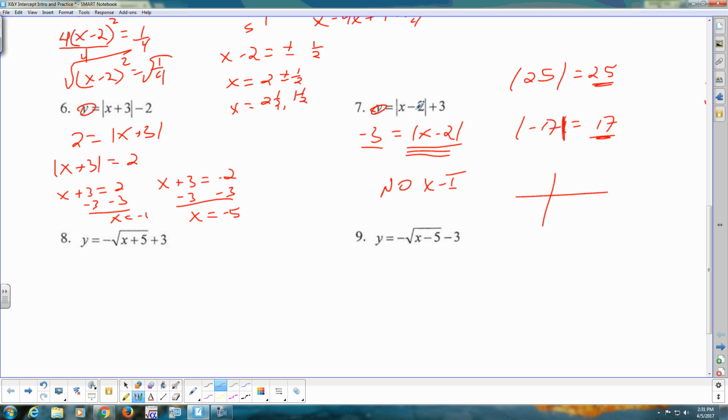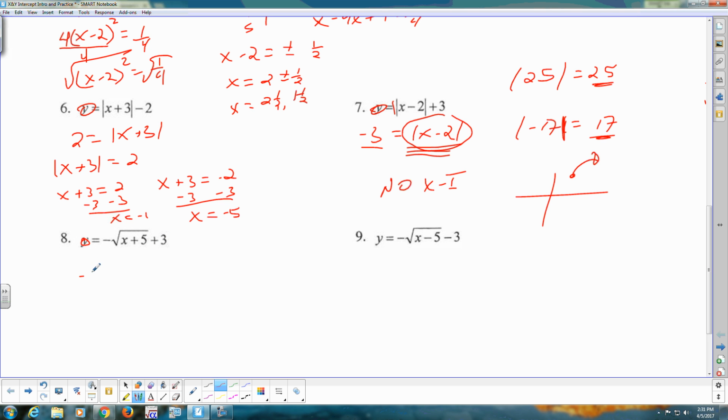Graphically, you could see it. It starts at 2, 3, 2, 3. A is positive, so it's the upper half. So tell me about the x-intercept. It doesn't have one. Okay? So an absolute value cannot equal something negative. It doesn't work. Okay?